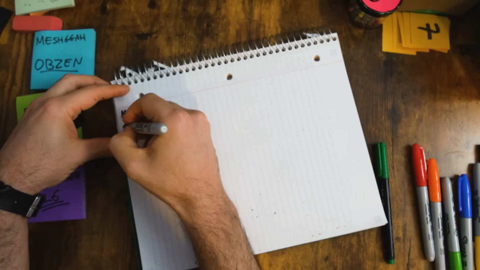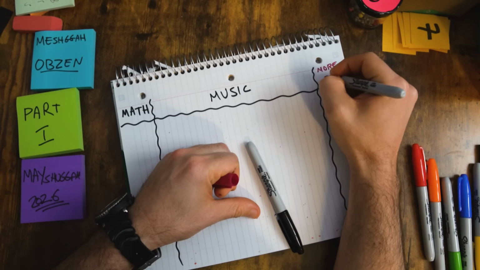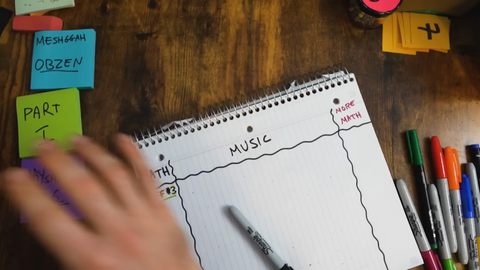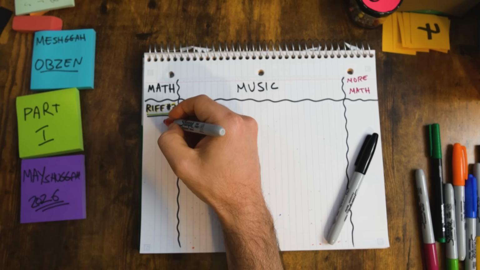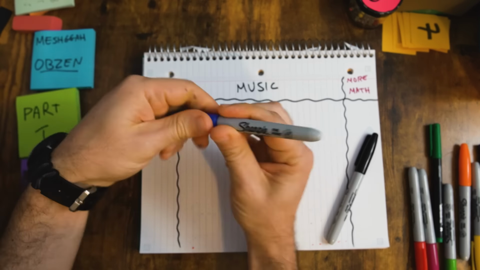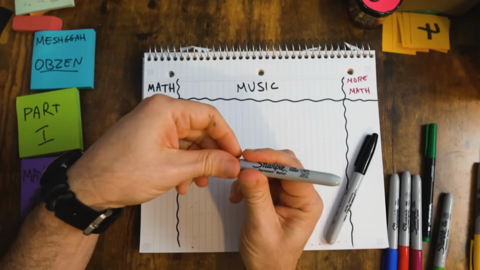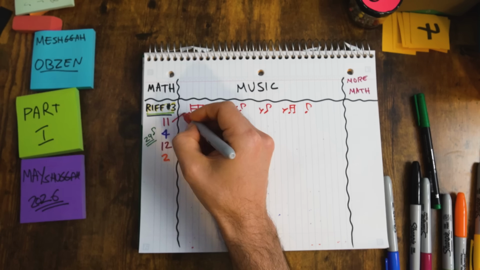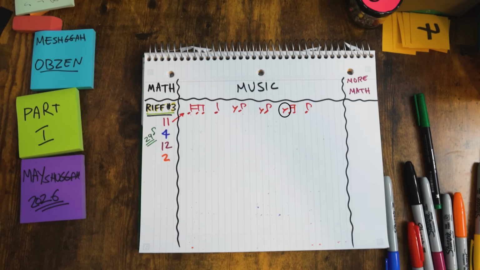Yo, this song is so heavy, it's perfect. Yalla, riff number 3. Here, the numbers are a bit different, and I'll show you why. The numbers here are 11, 4, 12, 2. Still all in eighth notes. The 11 looks like this. So 1, 2, 3, 4, 5, 6, 7, 8, 9, 10, 11.